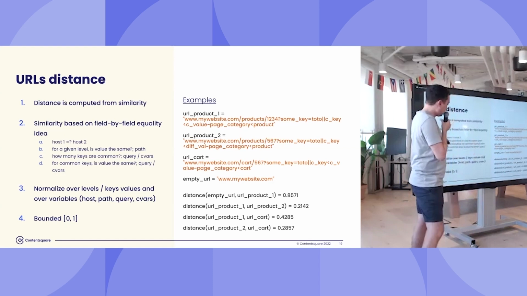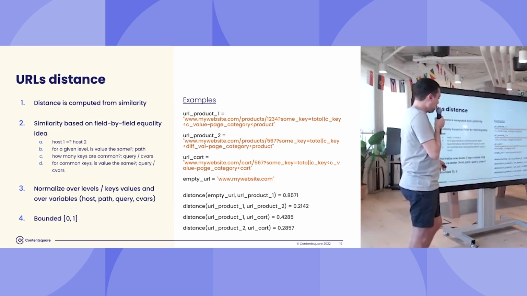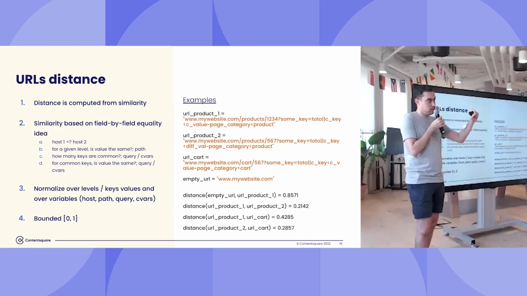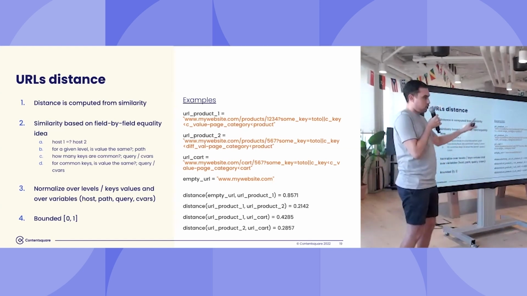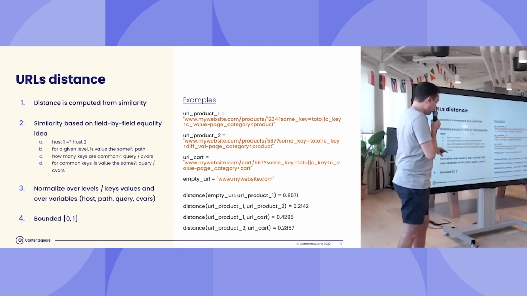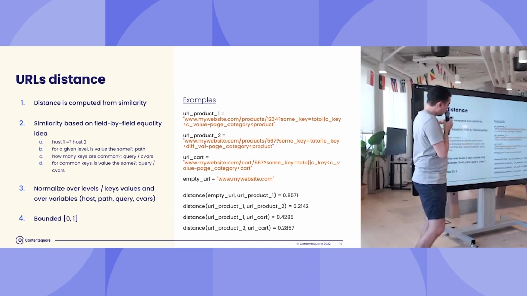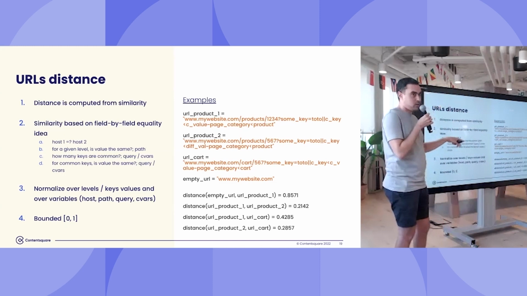So what we do is, given 2 URLs, we see if the hosts of both are the same or not. For the path part, we see for each level whether the level is the same or not. For the query, but also for the CVAR variables, we see how many keys are in common. And then for the common keys in query and CVARs, we see if the values are the same or not.